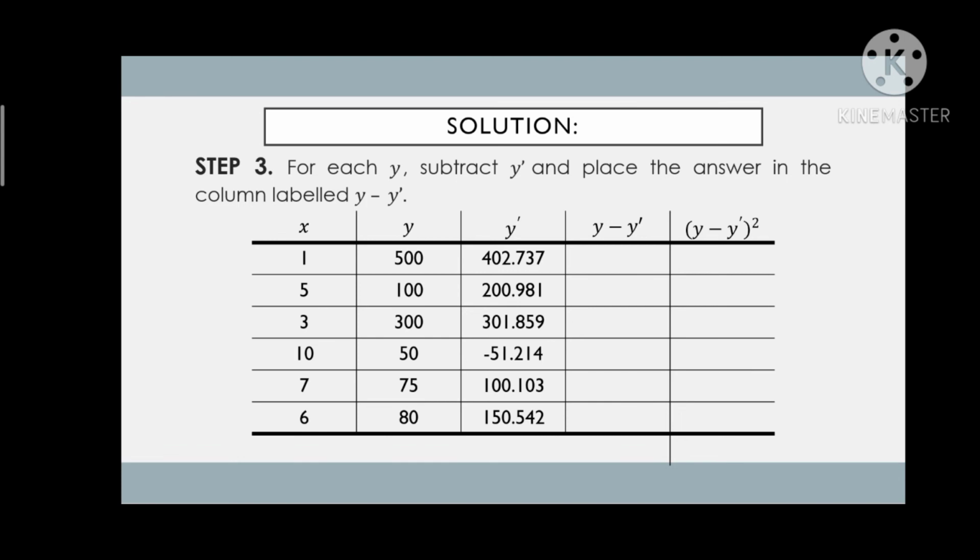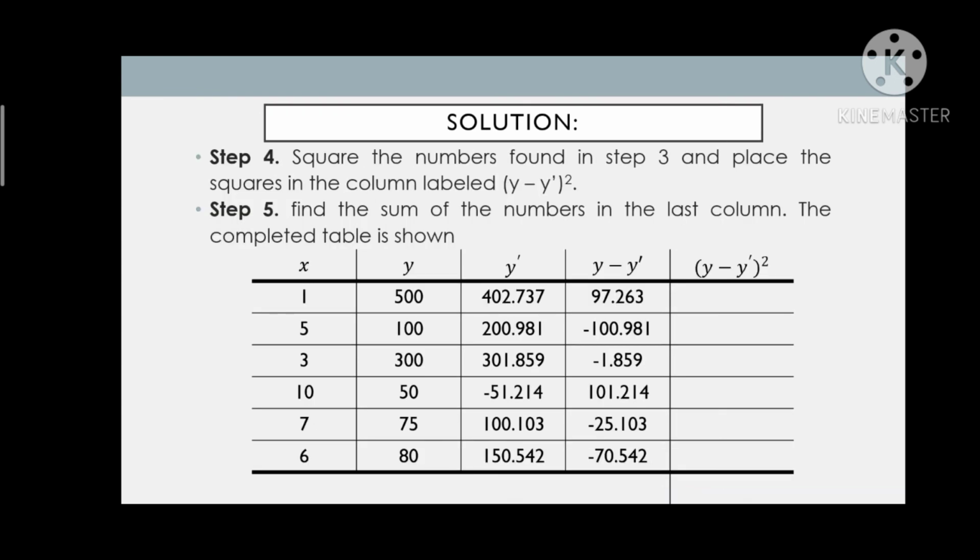Step 3. For each y, subtract y prime and place the answer in the column labeled y minus y prime. 500 minus 402.737 equals 97.263. 100 minus 200.981 equals negative 100.981. 350 minus 301.859 equals 48.141. 50 minus negative 51.214 equals 101.214. 75 minus 100.103 equals negative 25.103. 80 minus 150.542 equals negative 70.542.